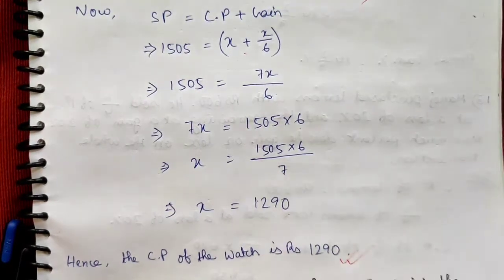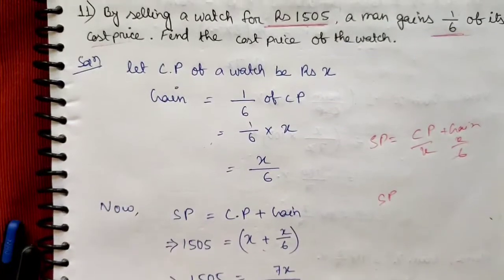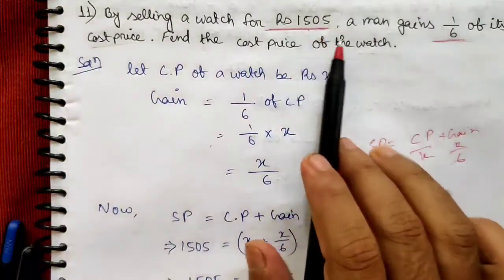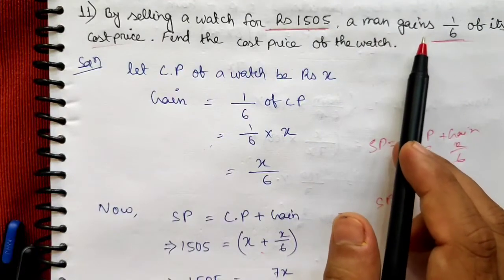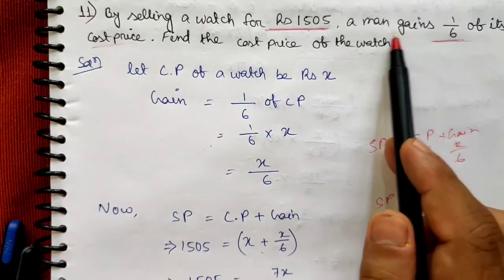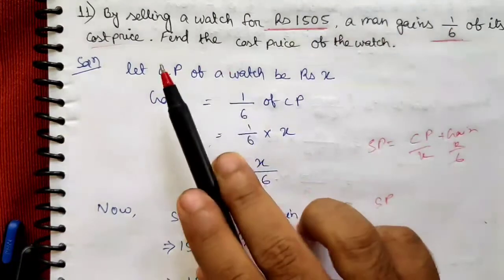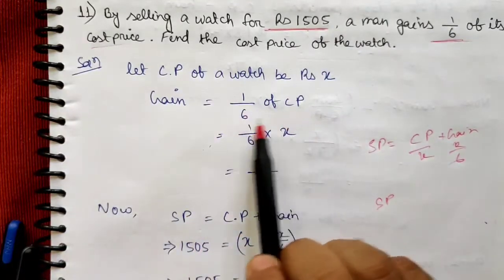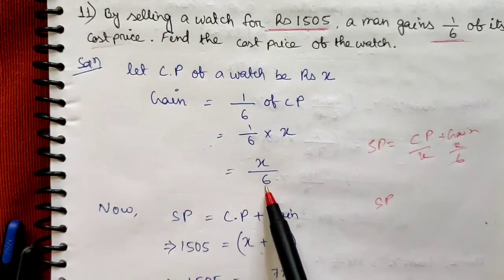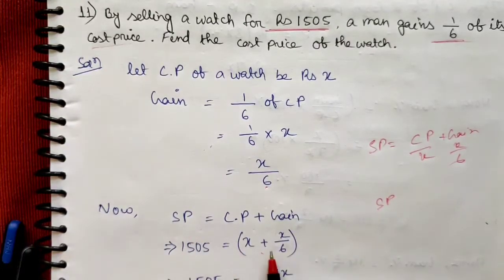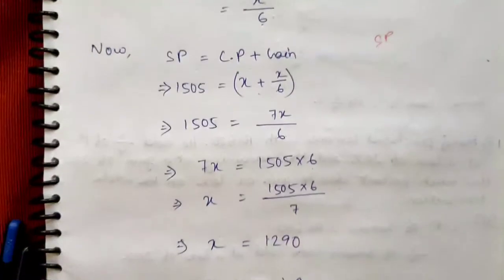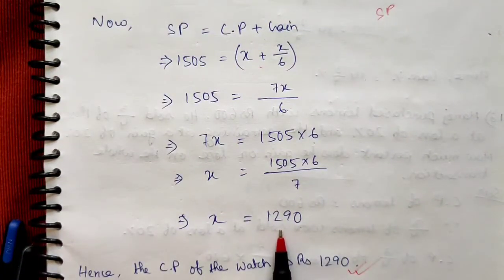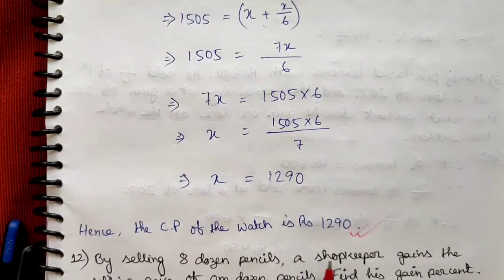How did we find out the CP? Let's have a look at it again. Basically in the question it was given that SP and the gain, direct gain is not given, only a relation is given, isn't it? Means the man gains 1 by 6 of his cost price. So we have written cost price of the watch is x, then gain is 1 by 6 of x, that is x by 6, isn't it? Now we know SP equals CP plus gain, so we have put the values and then we have found out x, the value of x is 1290. So x was CP of the watch, isn't it? So we have written hence CP of the watch is rupees 1290. I hope this is clear to you.